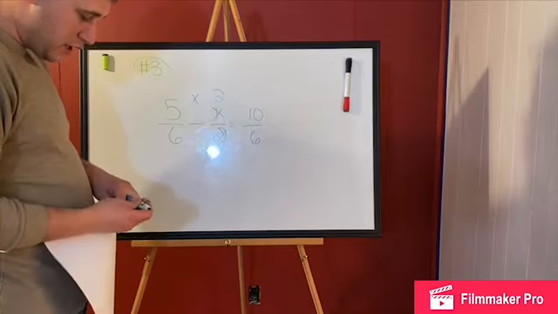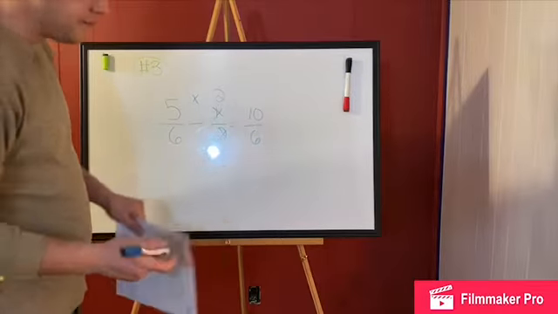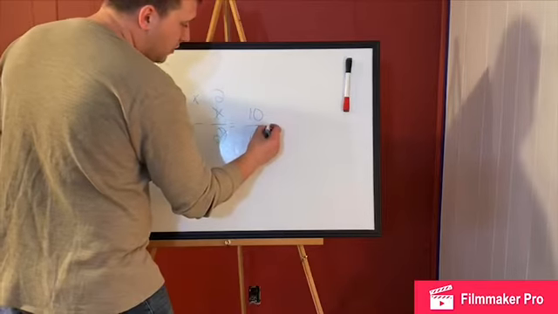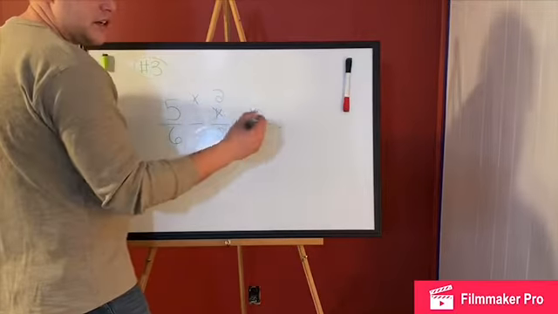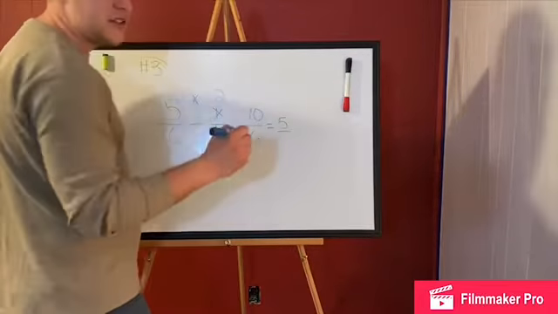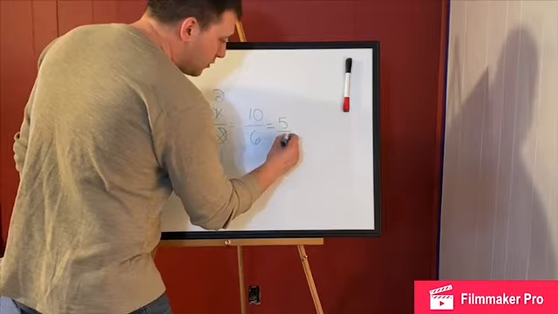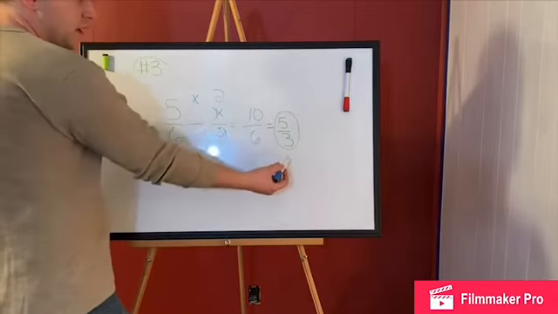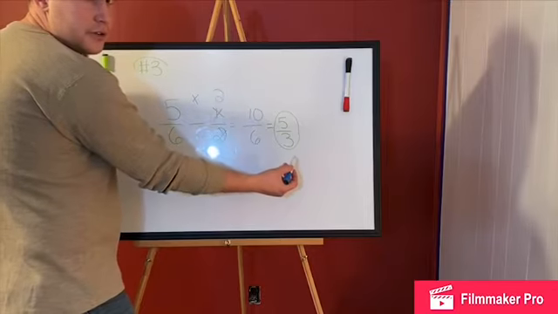Now, you would think that we're done, but we're not. 2 goes into both of these, so we break this down by 2. 10 divided by 2 is 5, and 6 divided by 2 is 3. So our total answer for number 3 is 5/3.